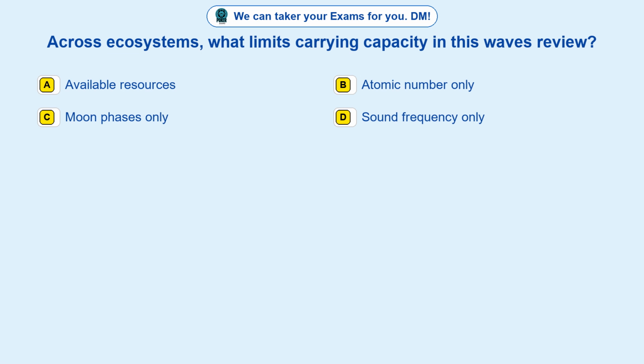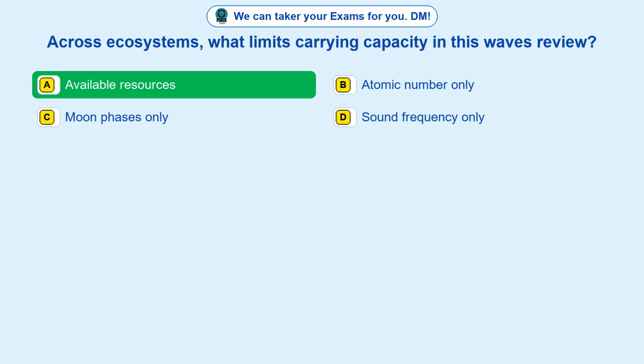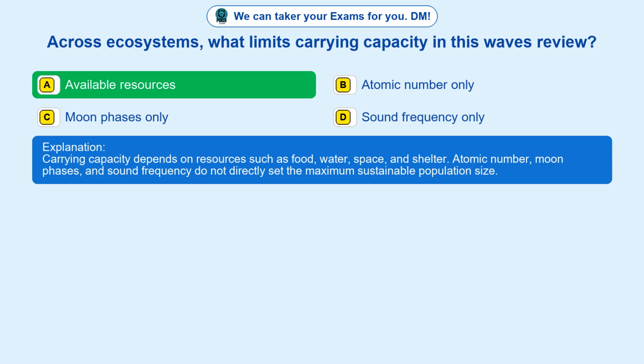Question 29. Across ecosystems, what limits carrying capacity in this waves review? Option A, available resources. Option B, atomic number only. Option C, moon phases only. Option D, sound frequency only. The correct answer is option A. Available resources. Carrying capacity depends on resources such as food, water, space, and shelter. Atomic number, moon phases, and sound frequency do not directly set the maximum sustainable population size.